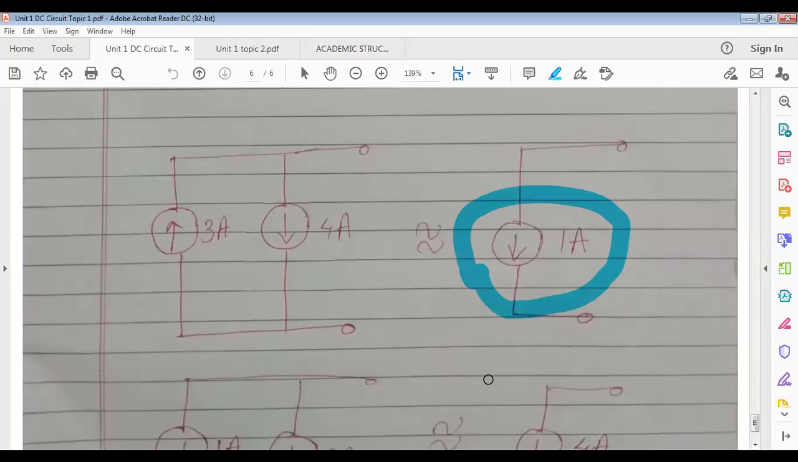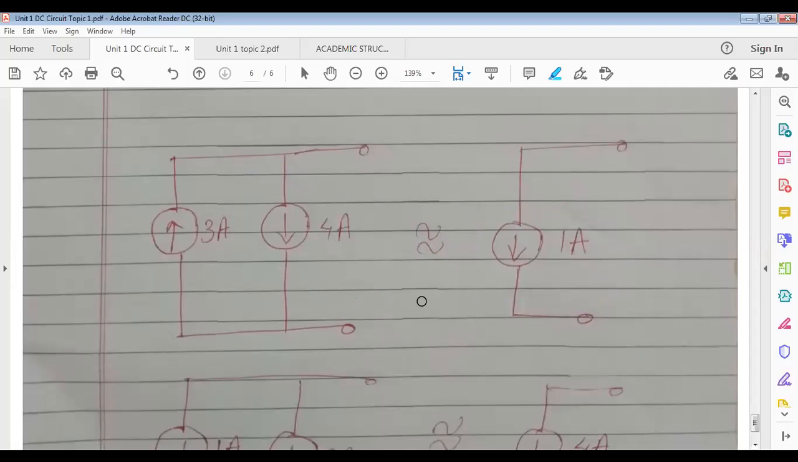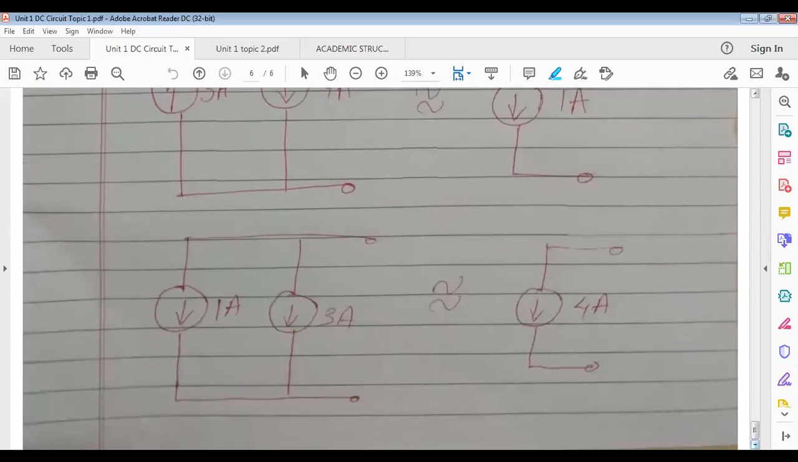And why is the 1 ampere arrow direction shown downward? Who can tell? Why is the 1 ampere current source's arrow direction shown downward? We have to select the direction of the higher value. Correct. 4 ampere, all of you can see, is in downward direction. So the same will be the direction of the resultant current source. Okay, here this one is the equivalent sign. Whatever the circuits on the left and right side are, they are equivalent to each other. Okay. See the next one.